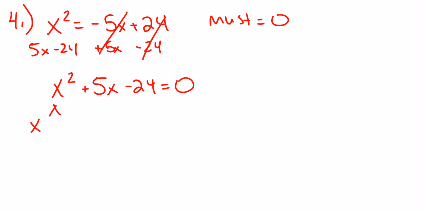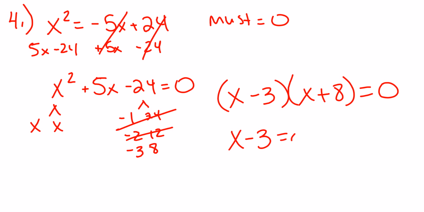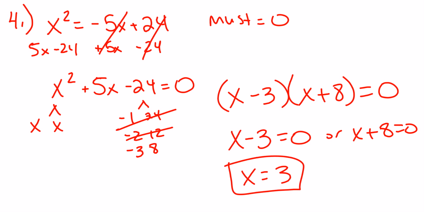Now it's equal to 0, so I say x and x. How do I get negative 24? Well, negative 1 and 24, which is not going to help me because I want 5, not 23. Negative 2 and 12 is not going to help me because I don't want 10. Negative 3 and 8 is going to help me because I want 5. So I'm going to say x minus 3 in parentheses, x plus 8 in parentheses. Now I get to set each parenthesis equal to 0. I'm going to solve. Add 3 to both sides. x equals 3. And then x equals negative 8 by subtracting 8 from both sides.